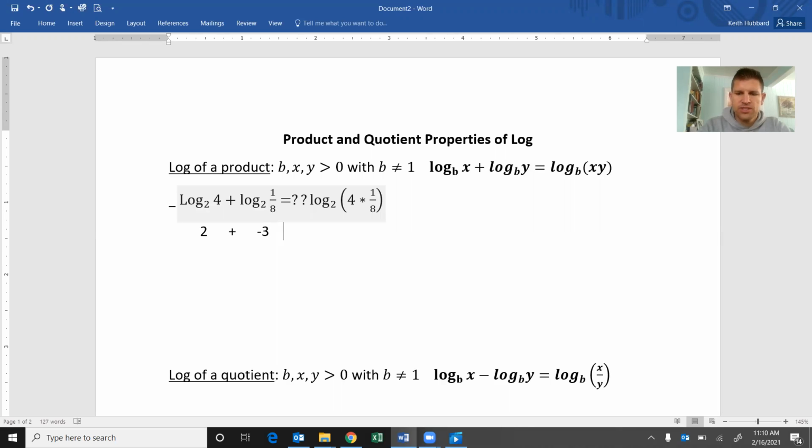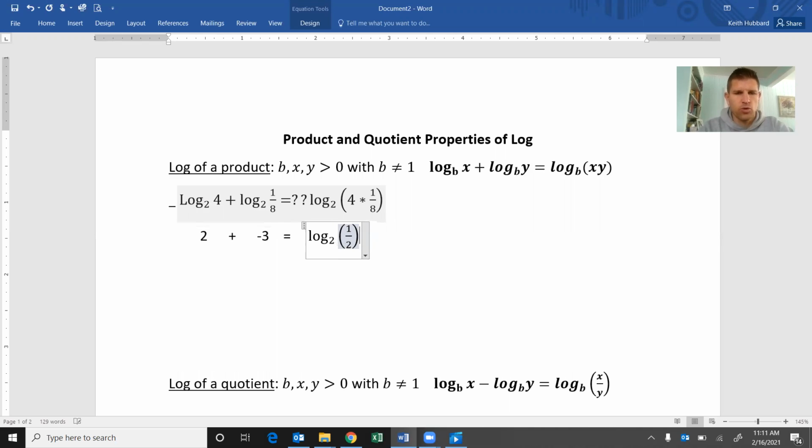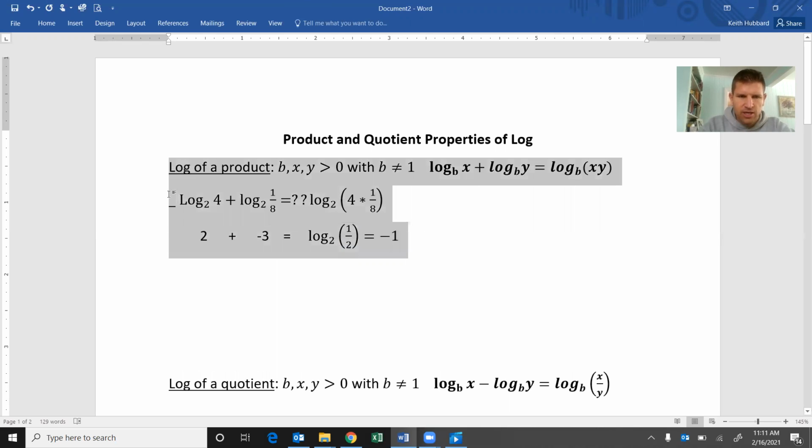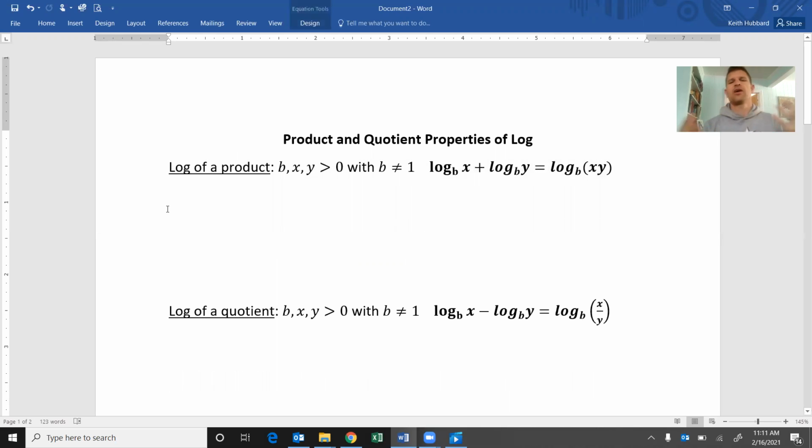And then what's this going to be? If I put these two things together, that's log base 2 of, let's see, 4 divided by 8 is 1/2. And of course, 2 to the negative 1 is 1/2. So yeah, 2 plus negative 3 is negative 1. So that actually makes sense. Hopefully that says, yeah, I know what the rule is. It kind of made sense in that example. That doesn't prove anything to me.